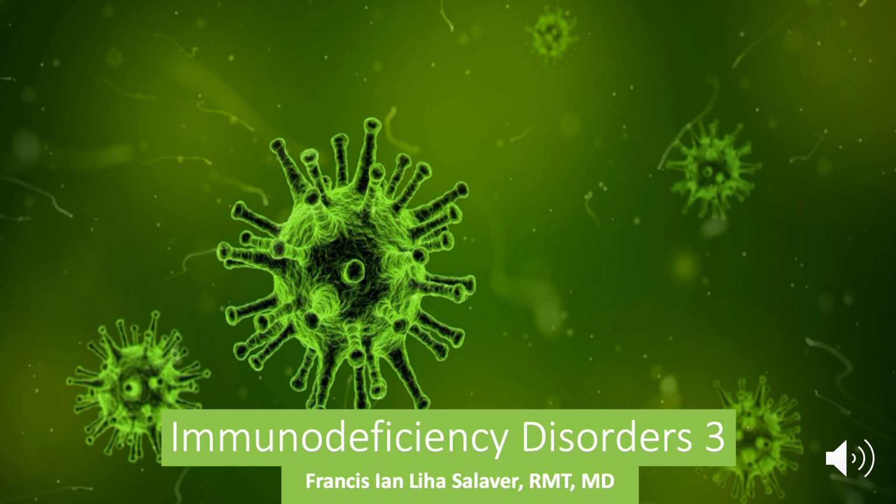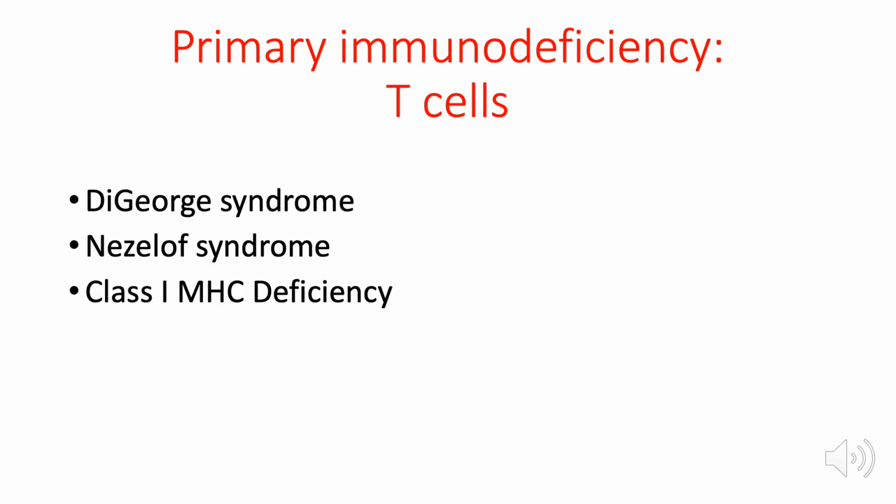Hello there. So this is our third lecture on immunodeficiency disorders. For this lecture, we will be talking about primary immunodeficiency disorders involving the T cells and some of the primary immunodeficiency disorders that affect both B cells and T cells. For the primary immunodeficiency disorders involving the T cells, we have the following: the DiGeorge syndrome, Nezelof syndrome, and class 1 MHC deficiency.